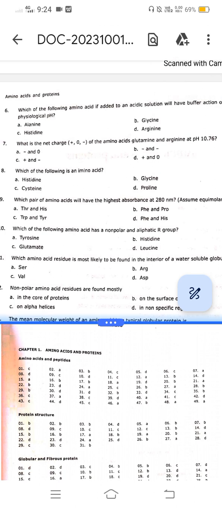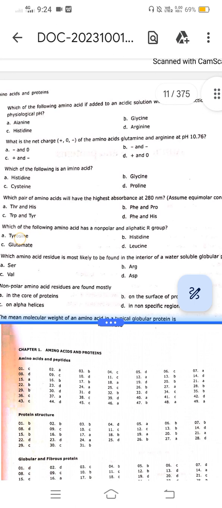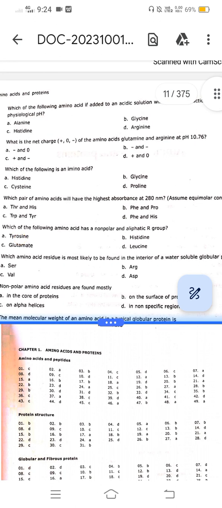Which one of the following amino acids, if added to an acidic solution, will have buffer action on solution at the physiological pH? Which one? C. Histidine. Okay. Histidine, if added to an acidic solution, will have buffer action on solution at the physiological pH.